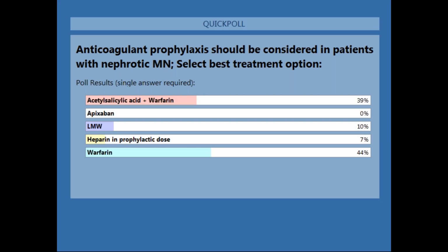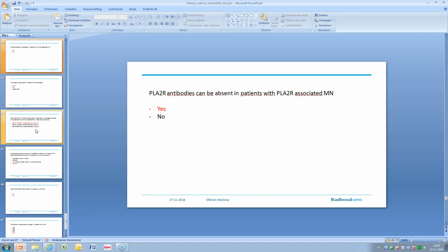Low molecular weight heparin in a prophylactic dose would not be sufficient to overcome the arterial thromboembolic events. Apixaban, I think it is important to realize that there are no data to use these drugs in nephrotic syndrome, and so we are very reluctant. And the combination of warfarin with acetylsalicylic acid is too much, so there's no need for double therapy. So warfarin would be the best alternative, and another alternative, which is not in the answers, could be a prophylactic dose of low molecular weight heparin combined with acetylsalicylic acid. Okay, thank you very much.